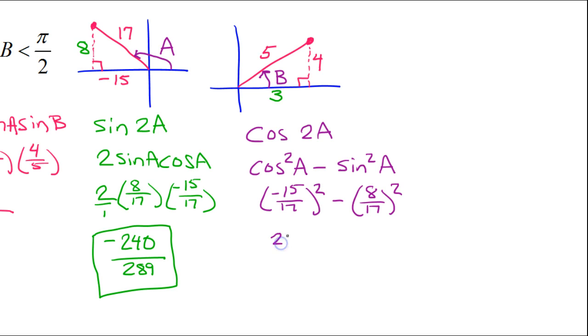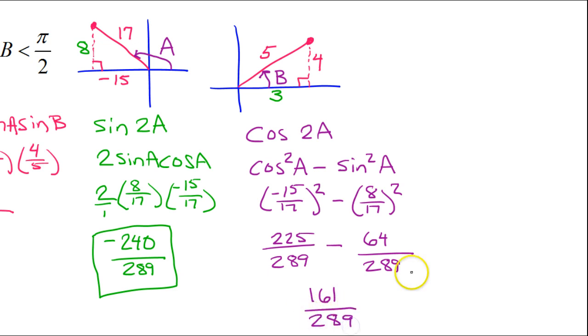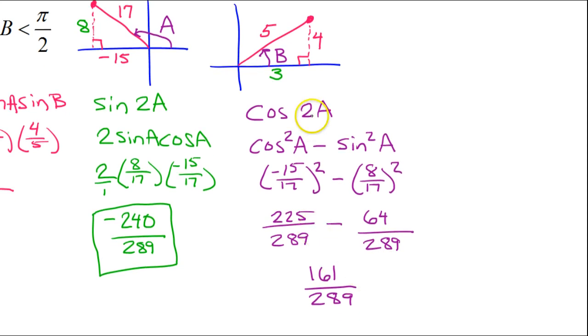So this will be 225 over 289 minus 64 over 289. So that's going to be 161 over 289. So that is the cosine of 2A. Alright, so the last thing we are supposed to find is the tangent of 2A.